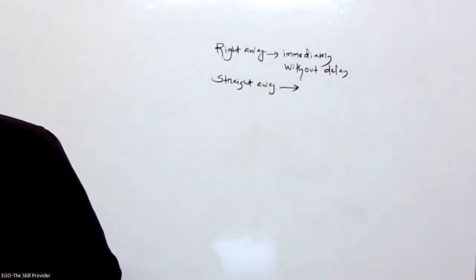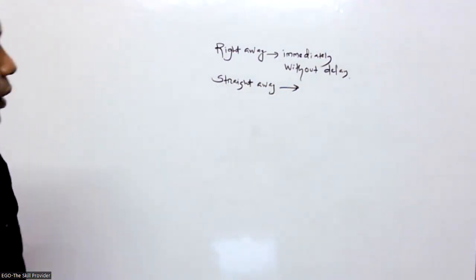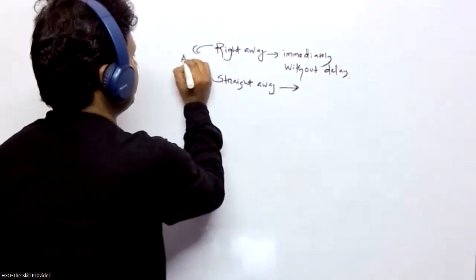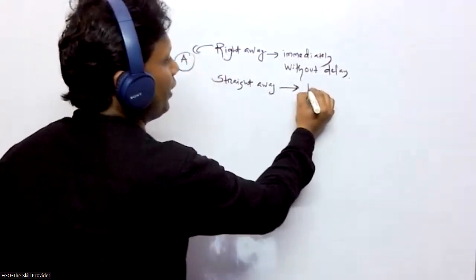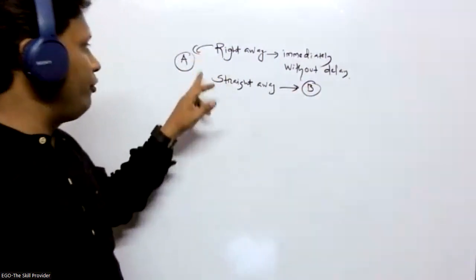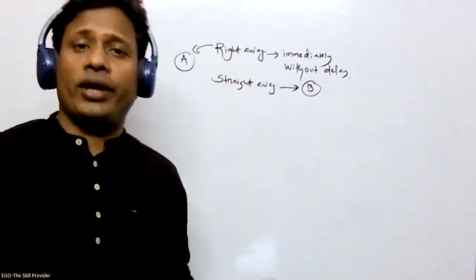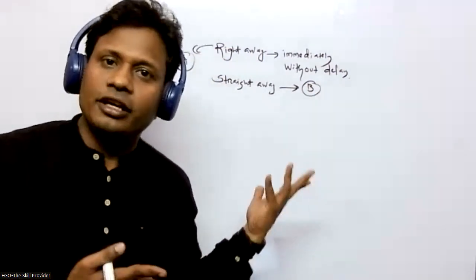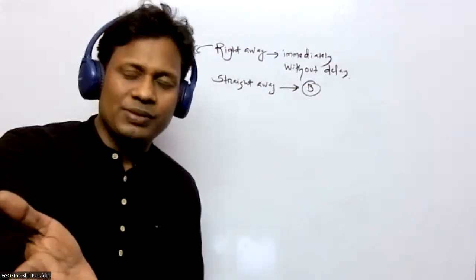And this is right away or straight away. Remember, right away is something called American English. Straight away is called British English. Right? Look at the difference. Both are used in the same way. There's no difference at all. If I ask you, hey guys, do you have any doubt? Ask me straight away.